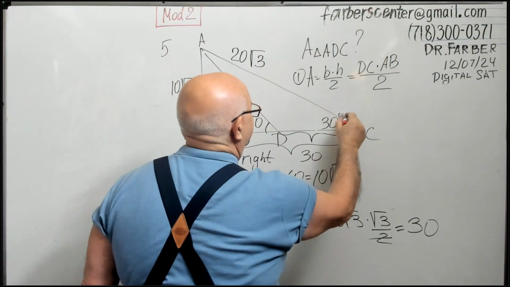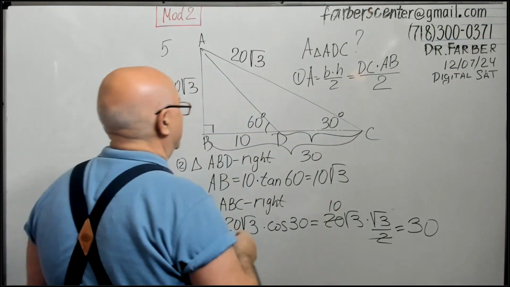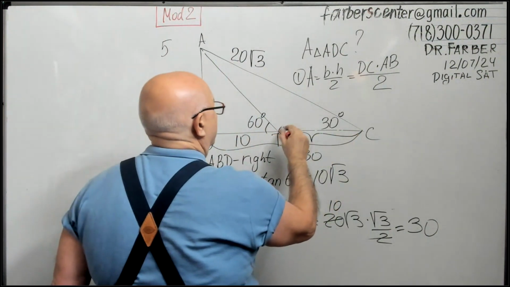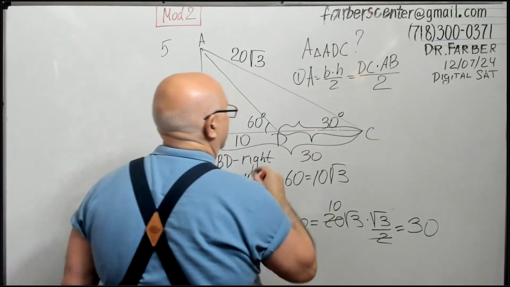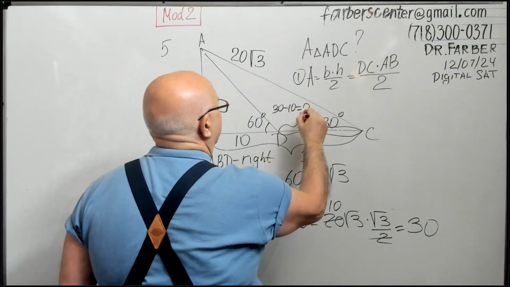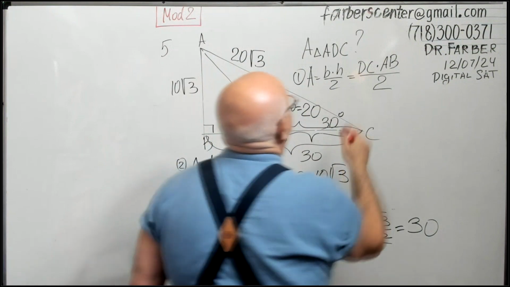And this is degrees. Don't be confused, this is degrees. And this length: if this is 30 and this is 10, this is supposed to be what? 30 minus 10, which is 20. Beautiful, I have everything. I have DC, which is 20.